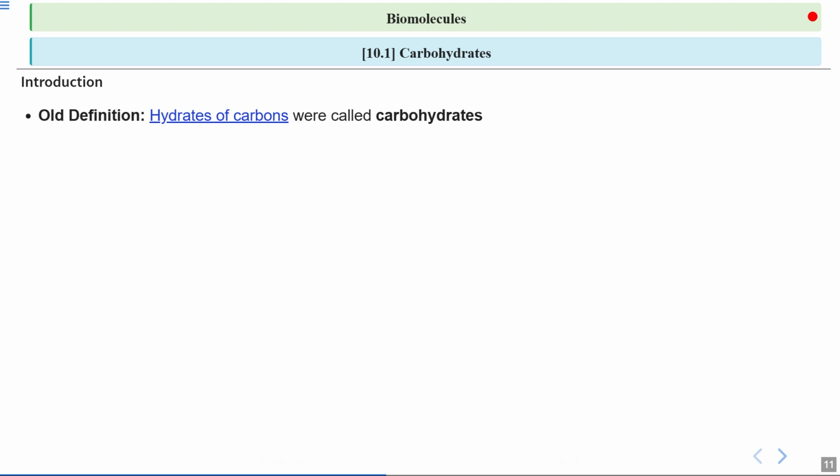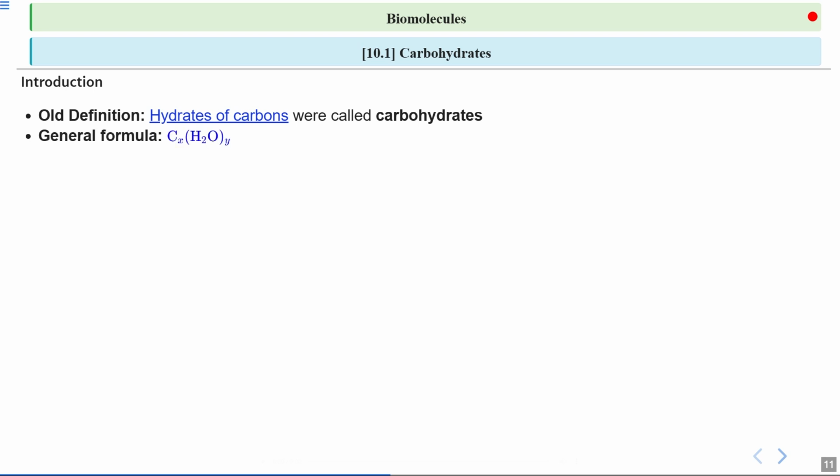Now first let's look at the old definition. Carbohydrates were once simply called hydrates of carbons. This means people thought that they were just carbon atoms combined with water molecules.